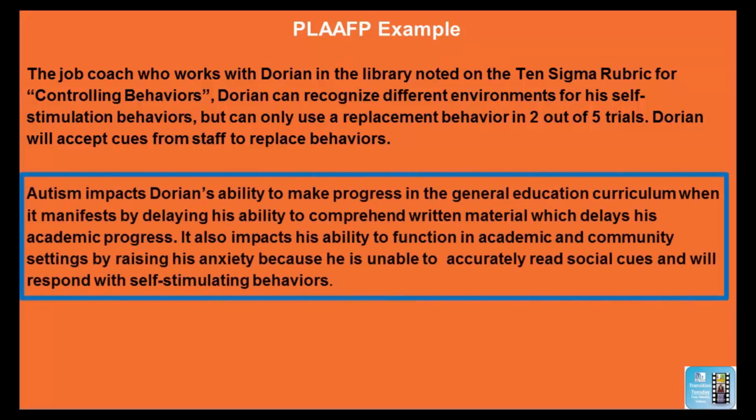Autism impacts Dorian's ability to make progress in the general education curriculum when it manifests by delaying his ability to comprehend written material, which delays his academic progress. It also impacts his ability to function in academic and community settings by raising his anxiety because he is unable to accurately read social cues and will respond with self-stimulating behaviors. This paragraph addresses how the student's disability affects his involvement and progress in the general education curriculum, which is a required component of the PLAAPF statement.